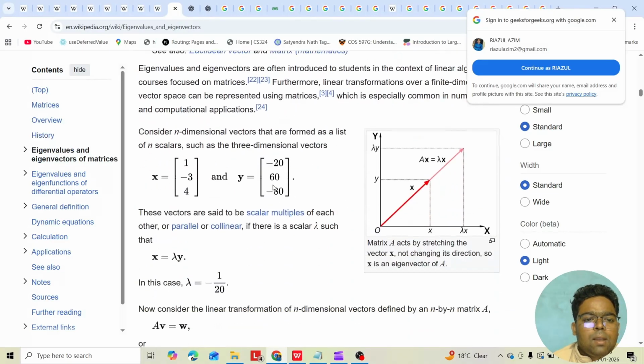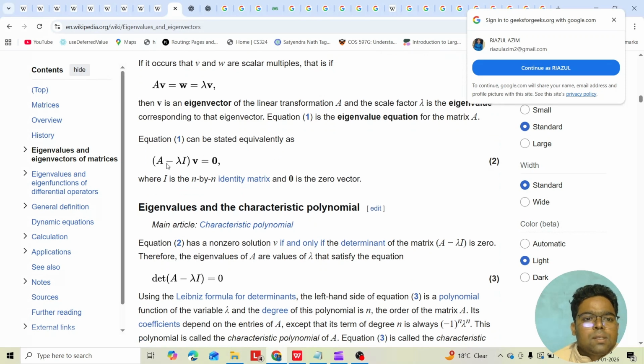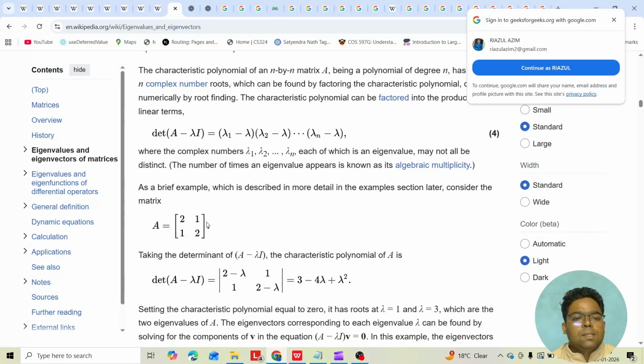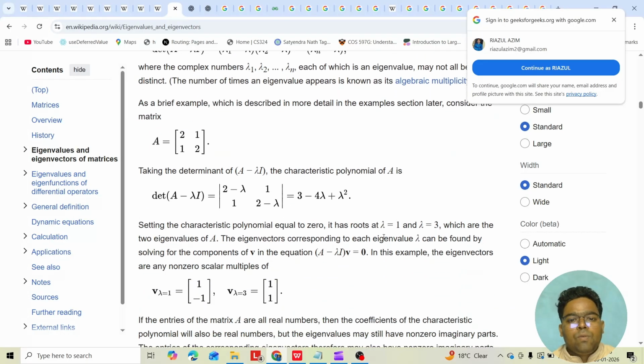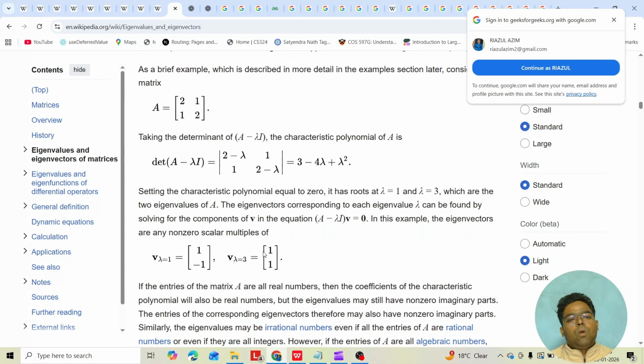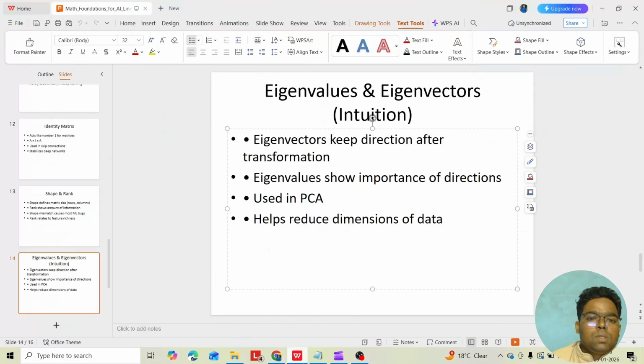Let's see a demo of that. So this is the case: A v minus lambda v equals 0, then the determinant of A minus lambda I equals 0. Let's say the matrix A here is 2 1 1 2. If I take the determinant and solve the equation, we get two values: lambda equals 1 and lambda equals 3. So for lambda equals 1, v is 1, minus 1, and for lambda equals 3, v is 1, 1. So that is an important case. That is nothing but the eigenvalue and eigenvector, which is mostly used in PCA.